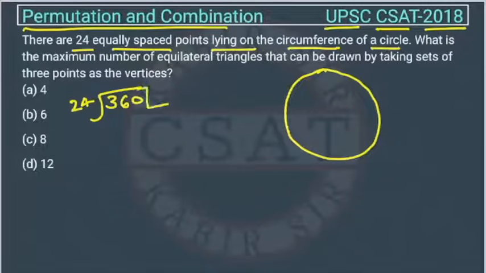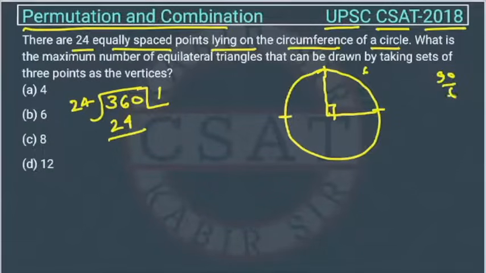So how will they be arranged? Either you can do it like this: there will be 12 points here and 12 points here. If 12 points are here, 6 points will be here, so this total is 90. So in 90, this is an angle of 90. In this angle we will arrange 6 points, so this will be 90 upon 6.